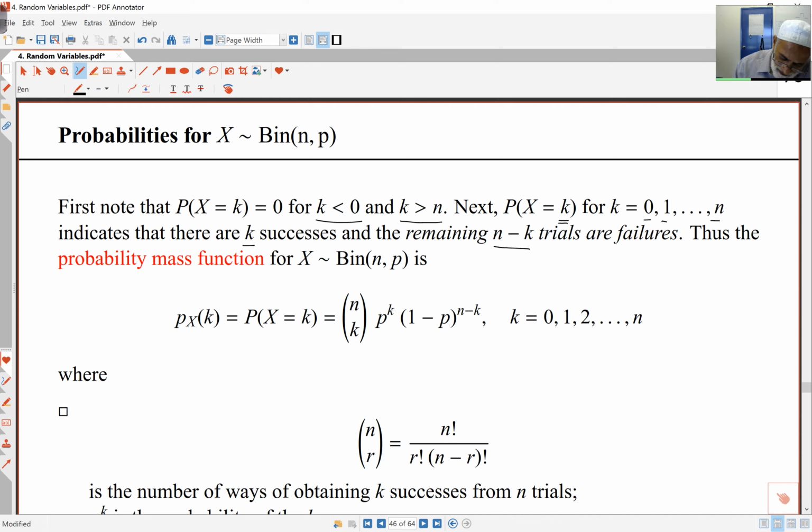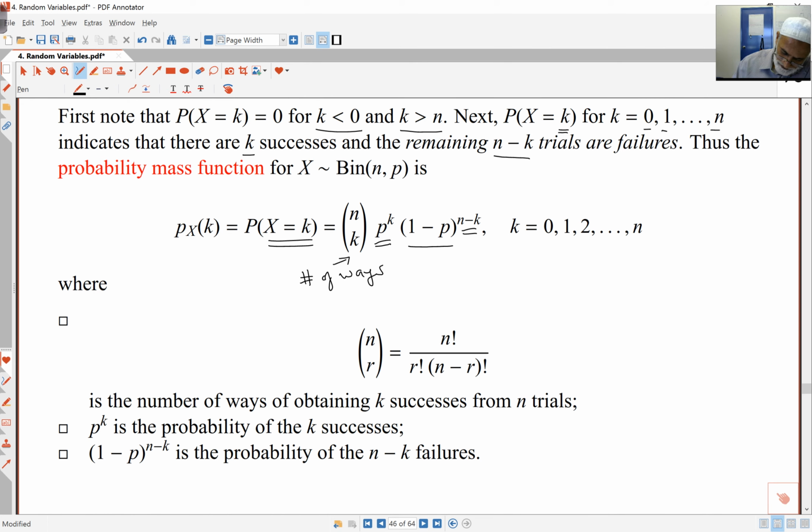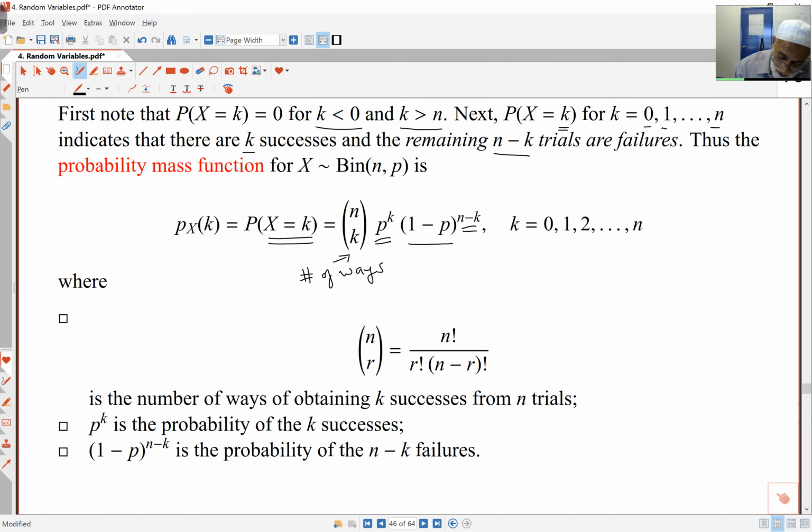So k successes, n minus k failures. And the probability of X having k successes is: out of n, I choose the number of ways I can get k successes. And the probability for k successes is p to the power k, and these are my n minus k failures. So I can use this formula to calculate binomial probabilities, and we'll do some of those. But these things can be listed in tables, and of course we can always use R for this as well.